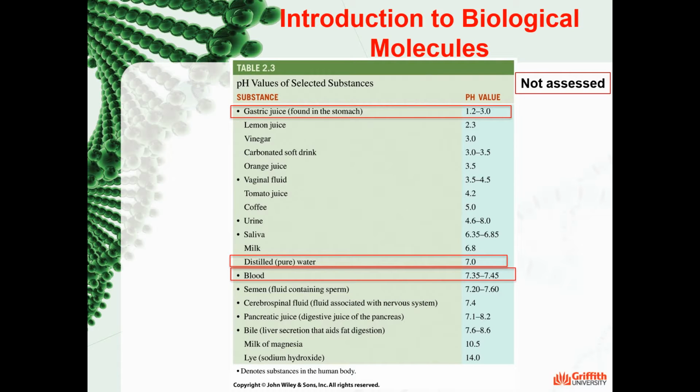This table shows some examples of substances with their pH values. As you can see, gastric juice is very acidic. Water is considered neutral. Our blood is also neutral and is a very tight pH range between 7.35 and 7.45.